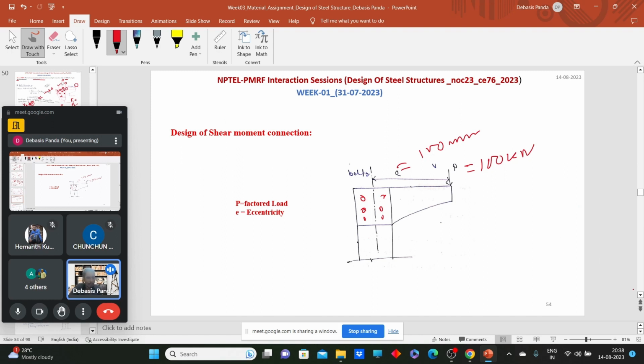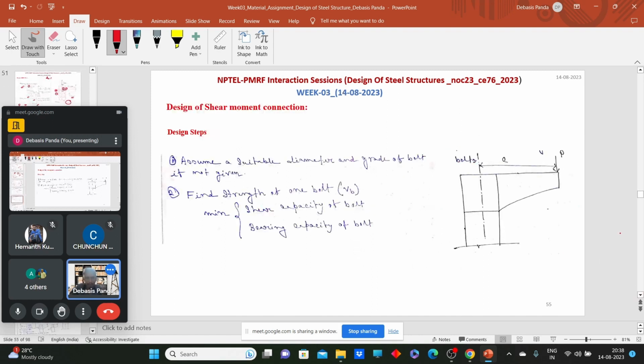First, we need to consider a suitable diameter and grade of bolts, if not provided. Then we need to calculate the strength of the bolt that we have considered. Say, for example, assume 4.6 grade, 24 diameter bolts. For these bolts we can calculate the shear capacity and the bearing capacity, and from that we can calculate the strength of the bolt. Now the strength of the bolt is calculated. How many bolts should we provide? How can we calculate it?